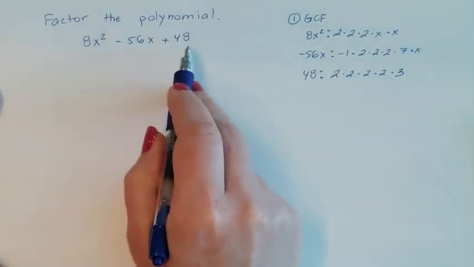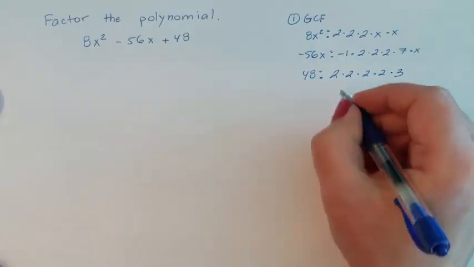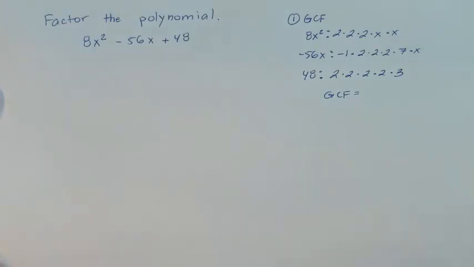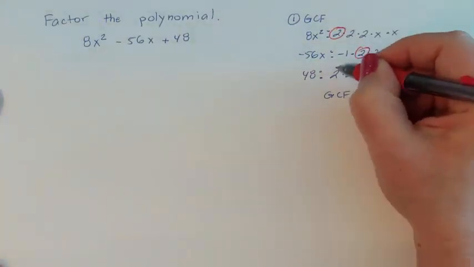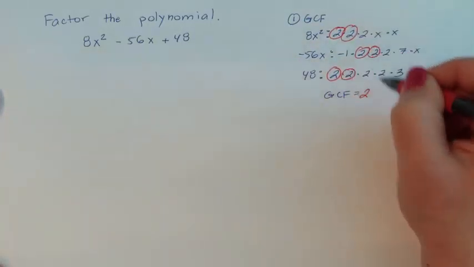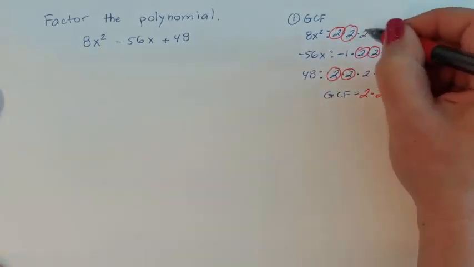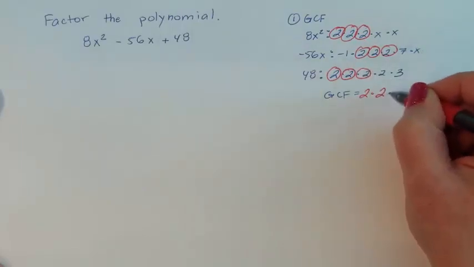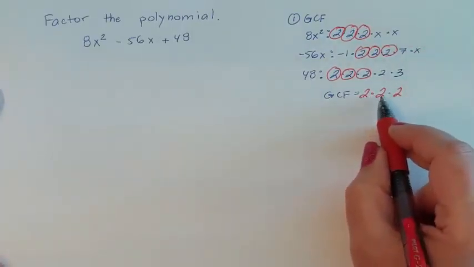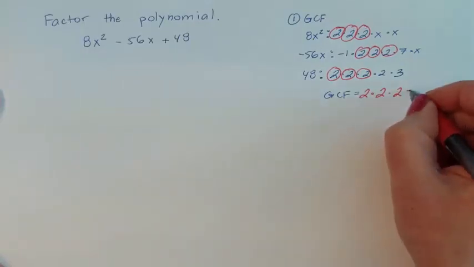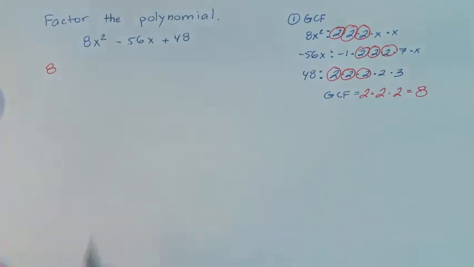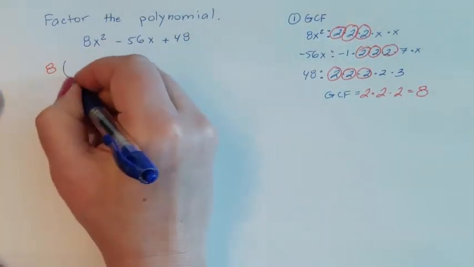So remember, 3 terms meant 3 lists. Our GCF is what they have in common. So I see that there is a 2 in each list, so that 2 comes down here. I see another 2 in each list, so that 2 is going to come down here. There's another 2 in each list, so I'm going to bring that 2 down here. And they have nothing else in common. 2 times 2 is 4. 4 times 2 more is 8. So my GCF is an 8, which means I need to divide all of these by 8.